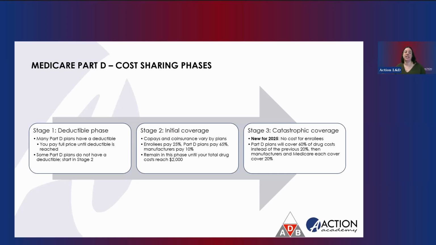Then the last stage is catastrophic coverage. This is new this year for 2025. There is no cost for enrollees once you hit the catastrophic phase. Part D plans cover 60% of the drug instead of 20% like it was in the past, so it's a huge jump, a huge difference. Then manufacturers and Medicare cover the other 20%. So great news for Medicare Part D recipients this year. They are going to pay much less for their drugs if they end up reaching that catastrophic phase.